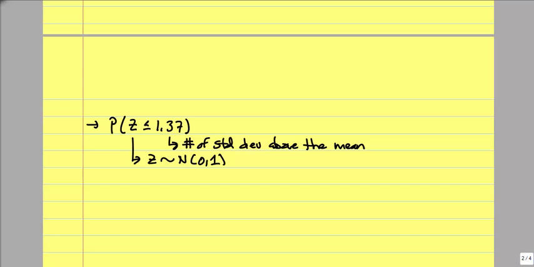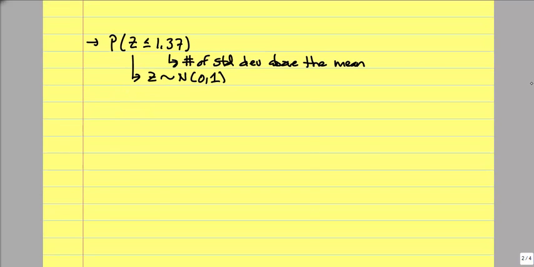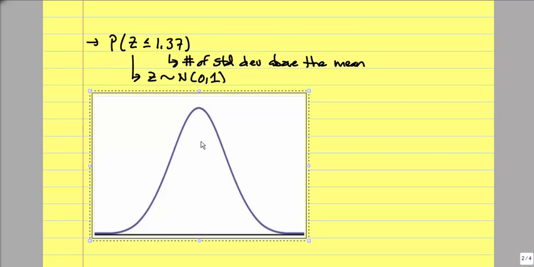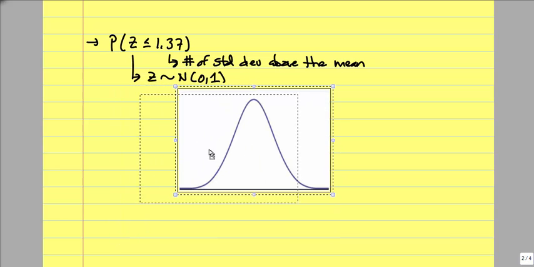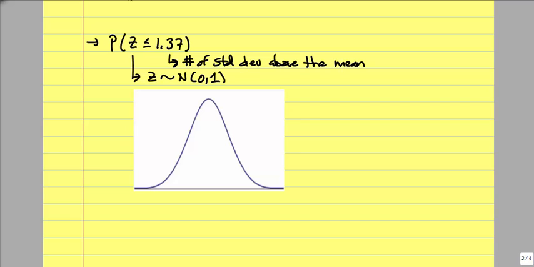So to work this problem, the easiest thing to do is to start with your normal curve. Remember, a normal curve never crosses the x-axis, never goes below. The mean of this distribution, just as it says here, is 0. So here's my 0. I don't have to be too technical about this, but 1.37 is somewhere to the right of 0. Remember, there's no area above a single point on a curve, so I can't find the area here. I need to have some sort of shaded area above or below.